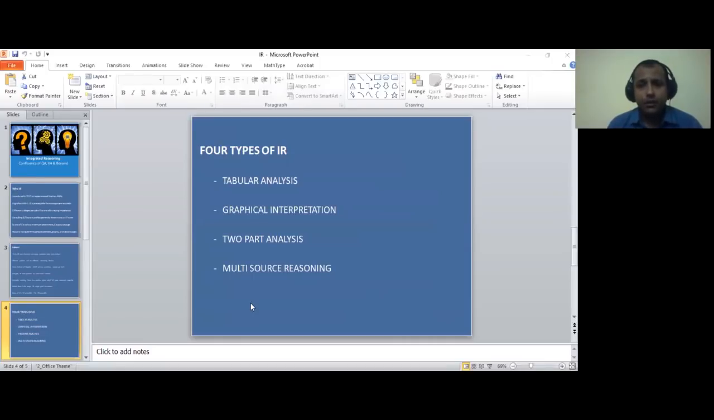practicing. Today we will take a look at tables and graphs, and tomorrow we will do the two-part and multi-source, so that we can get warmed up to the basic problems on tables and graphs, and we'll then look at the two-part and multi-source reasoning tomorrow. Essentially, after looking at the problem types, we will come to understand the differentiation between these 4 types.